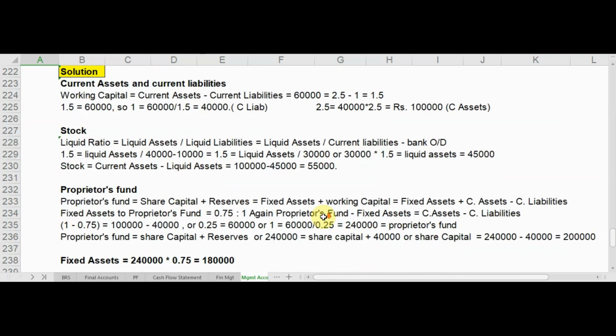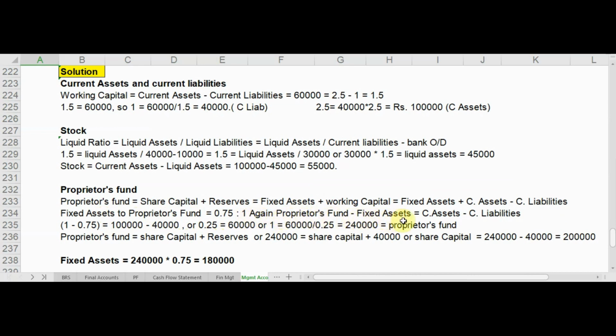Next, let us compute the proprietor's fund. Please follow this step very carefully. This is a very important assumption. Proprietor's fund equals share capital plus reserves, that is fixed assets plus working capital. Now fixed assets plus current assets minus current liabilities, working capital is again current assets minus current liabilities. So fixed assets to proprietor's fund equals 0.75:1.